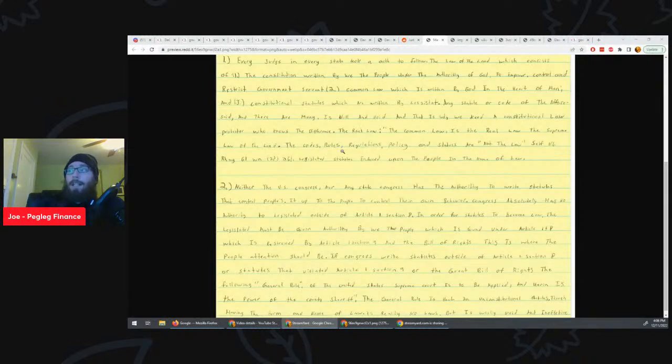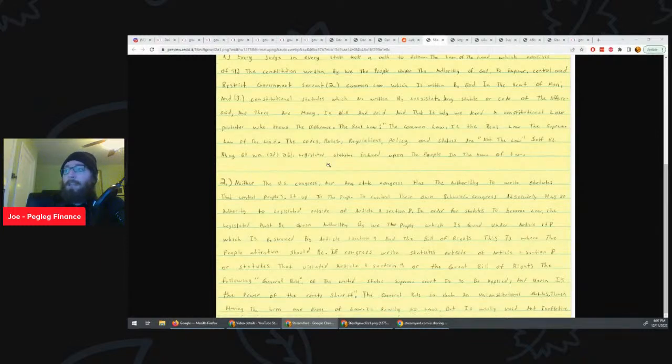The real law, the common law, is the real law, the supreme law of the land. The codes, rules, regulations, policy, and statutes are not the law. Self versus Ray, which isn't well cited. Legislated statutes enforced upon the people in the name of the law. That's kind of an orphan sentence. I don't know how that ties in.